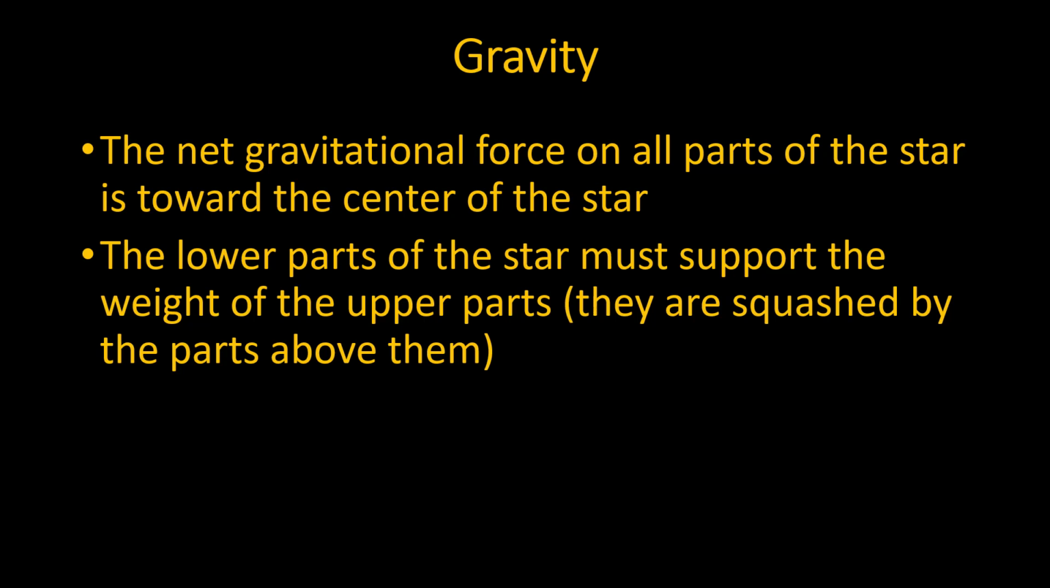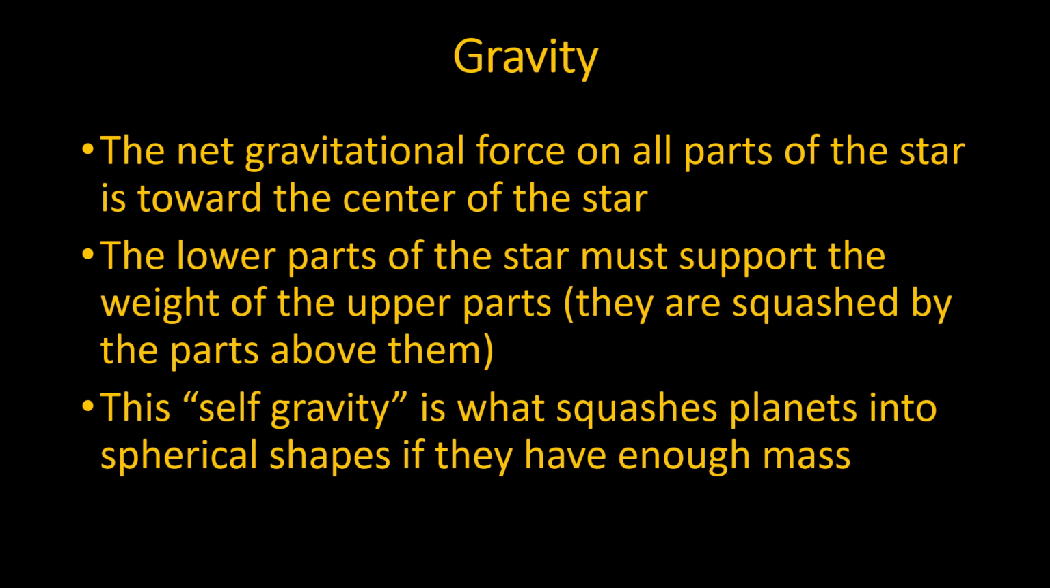If the material that forms a planet has enough mass, the planet will be squashed into a spherical shape by its own self-gravity. In the case of a star, if the star has enough mass, it will cause nuclear fusion to start up in the center of the star. That's actually what determines whether or not something is a star.